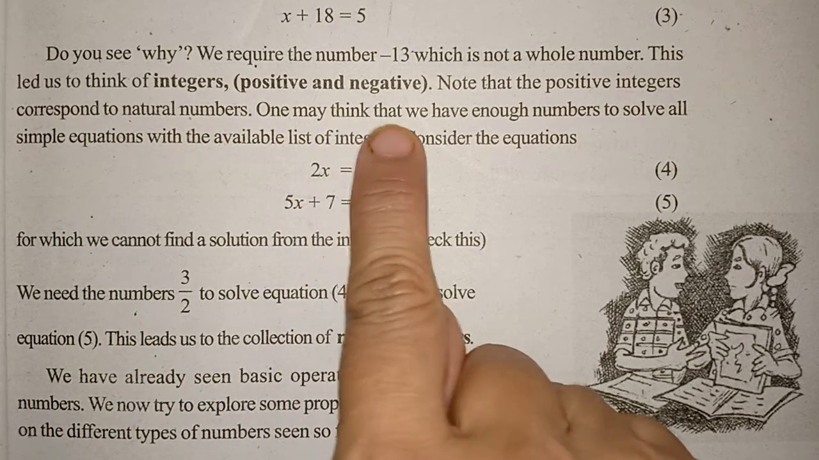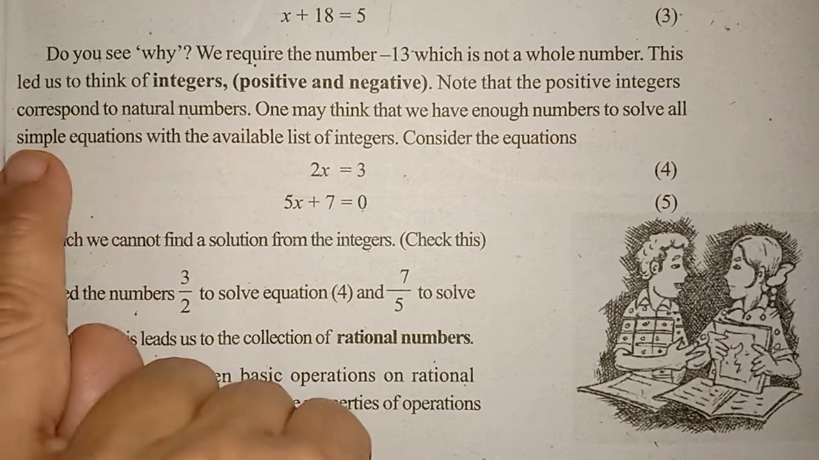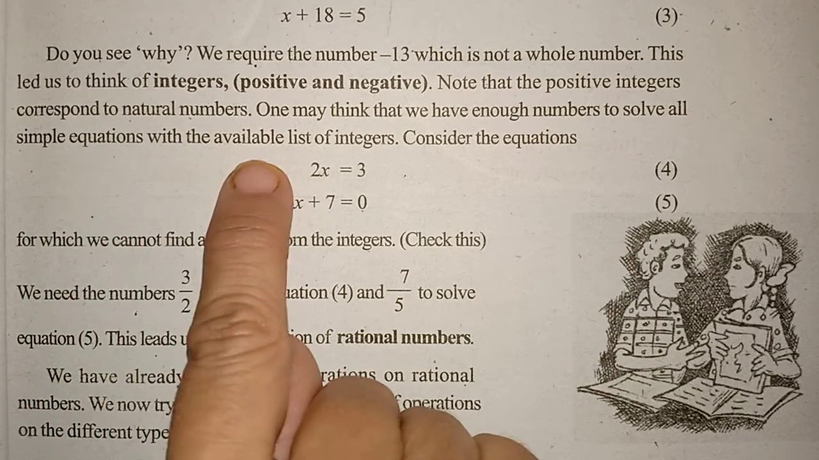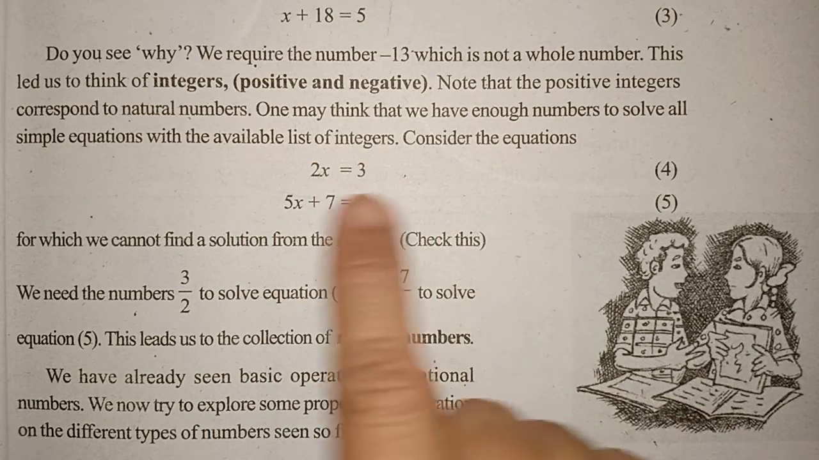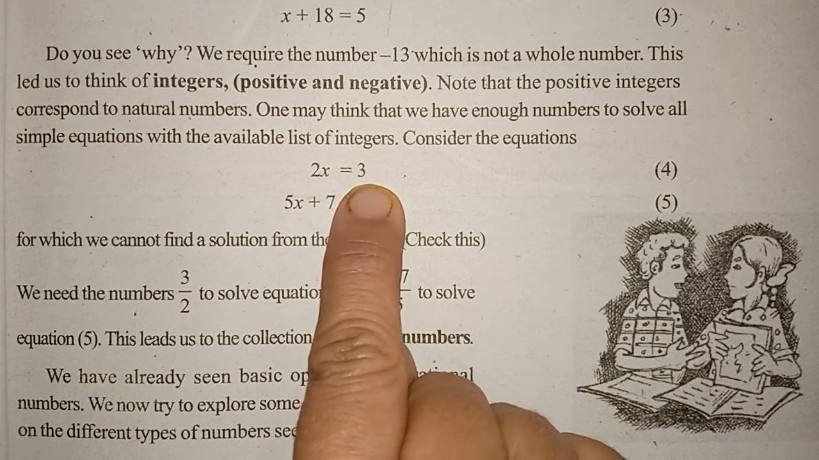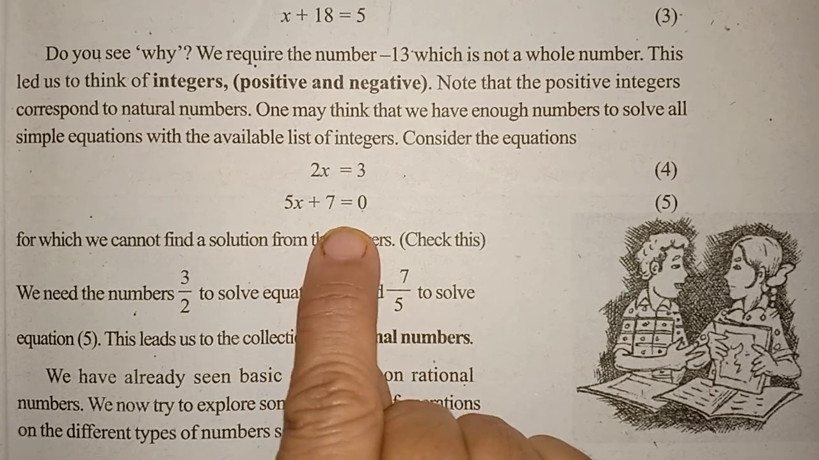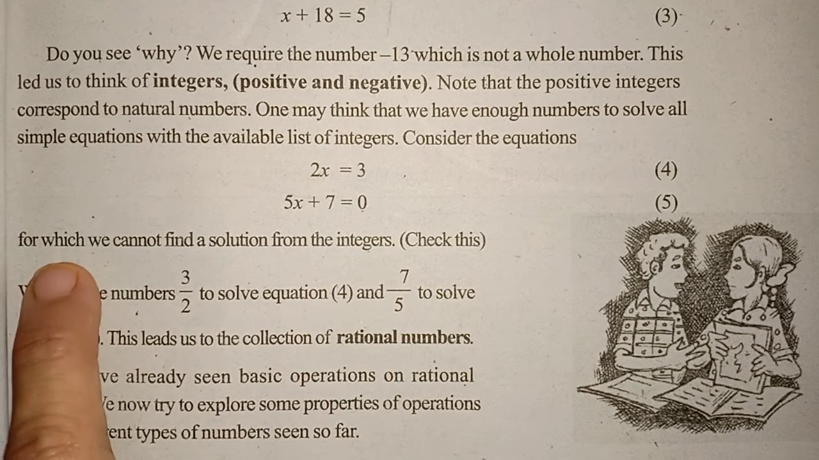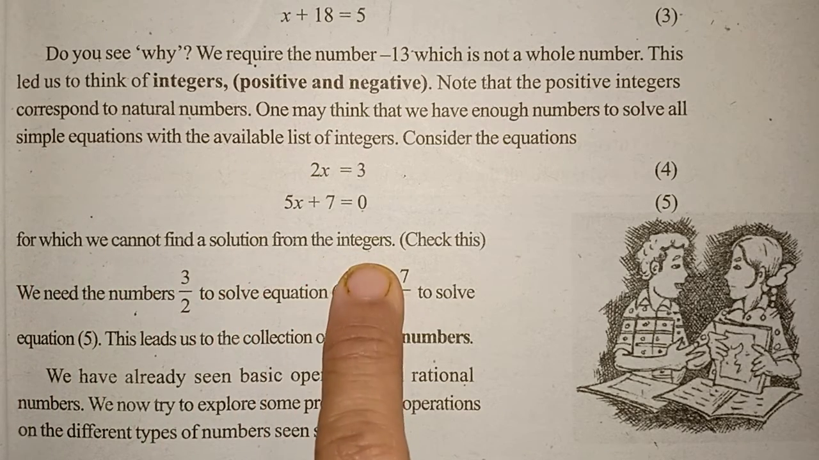One may think that we have enough numbers to solve all simple equations with the available list of integers. Consider the equations 2x is equal to 3 and 5x plus 7 is equal to 0, for which we cannot find a solution from the integers.